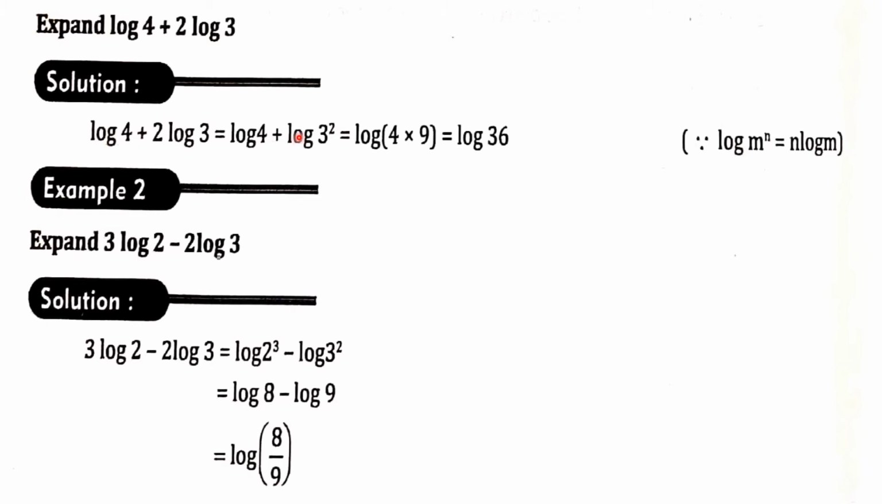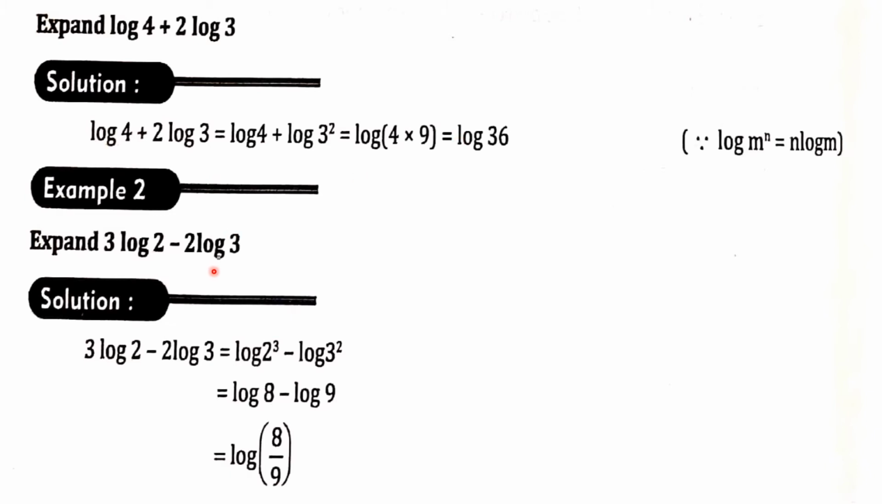Whenever you are adding, that is log 4 plus log 3 square, according to your law, what you are supposed to do is the product law. Product is whenever you multiply, here you should be having an addition. So log mn is equal to log m plus log n. So log 4 into 9, since 3 square is 9, is equal to log 36, is the value.